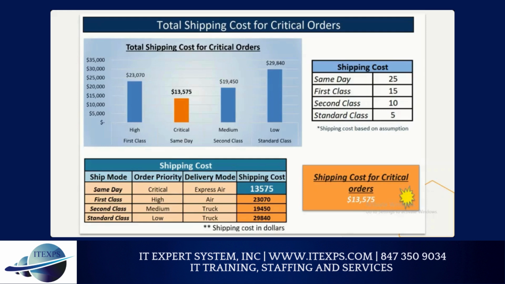So we just set a minimum starting price for each of the categories. With that assumption, we could find that the shipping cost for critical orders is around $13,000 compared to all other categories.